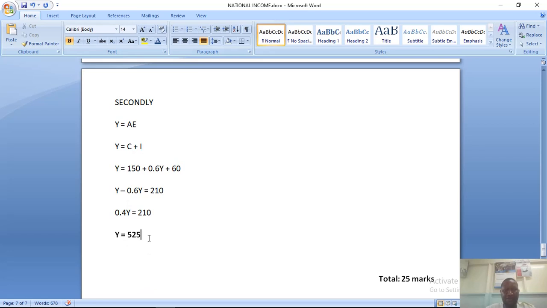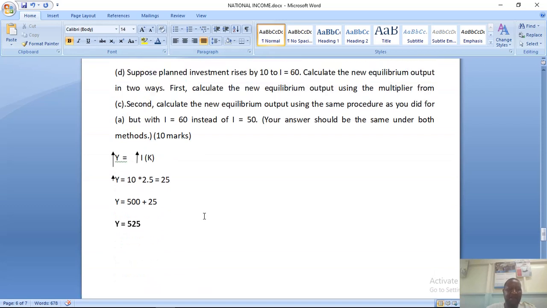With the second model, we've used what we used at first, equilibrium income equals aggregate expenditure, and earlier we had also used the multiplier to find the new equilibrium income if there is an increase in one of the autonomous factors, and in this case it was the increase in investment.